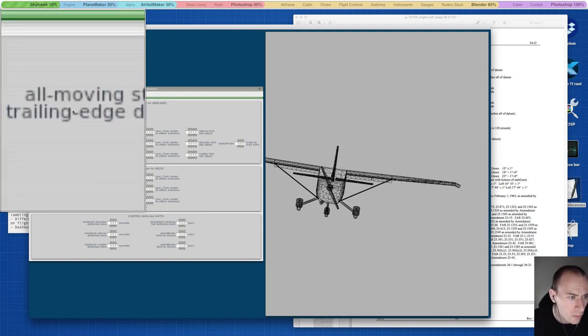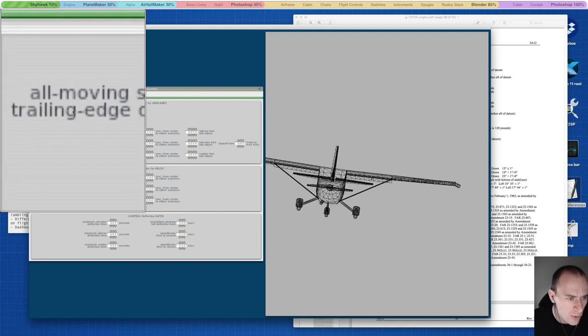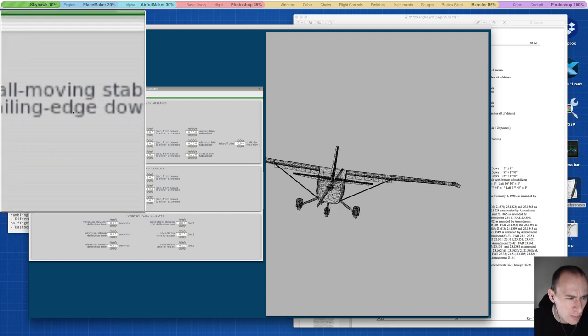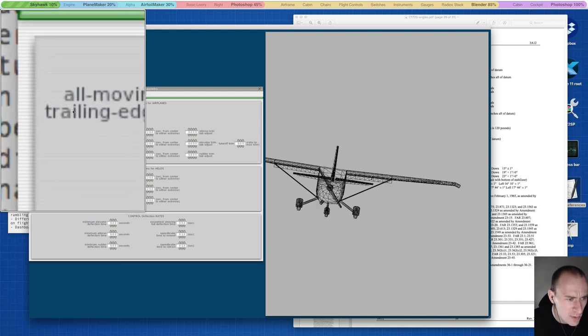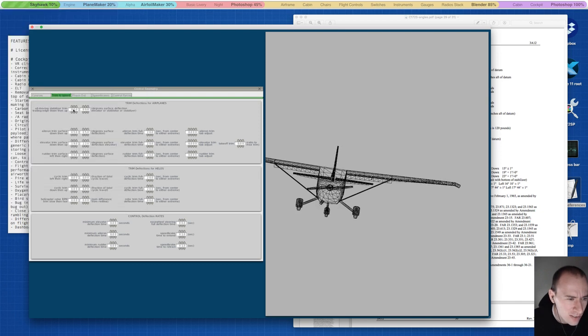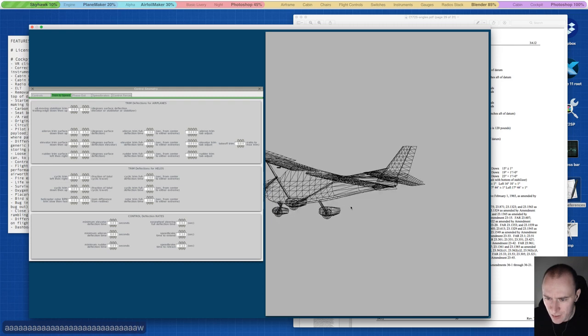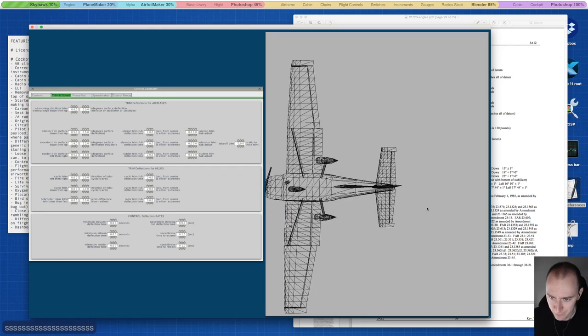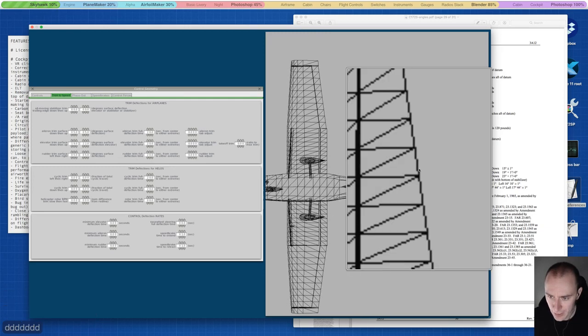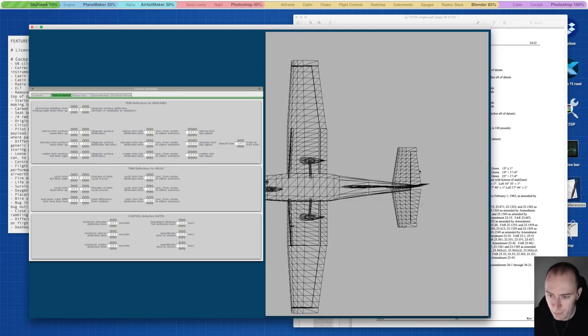What is this? All moving stabilizer trim, trailing edge down, then up. All moving stabilizer trim, trailing edge. What is that about? Do we actually see a stabilizer or an elevator trim? I think not. That's cool. I don't see any. And we only have an elevator trim on the right side here. I think we cannot set that either. It's just a virtual thing, I guess, the stabilizer.